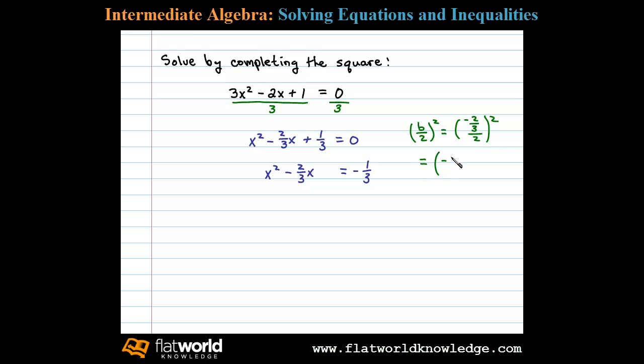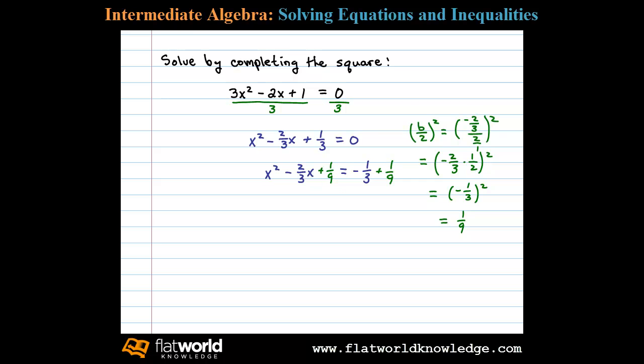So in this case, we have negative 2/3 times 1/2 squared, which is equal to negative 1/3 squared, or 1/9. So 1/9 is the value that's going to complete the square. Let's add that to both sides of this equation.